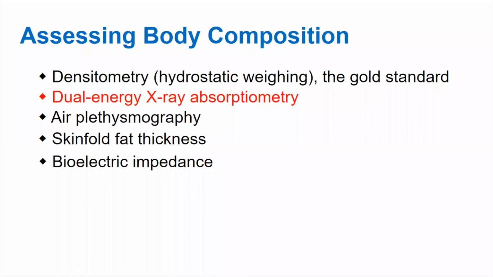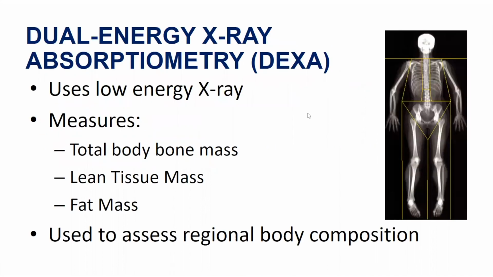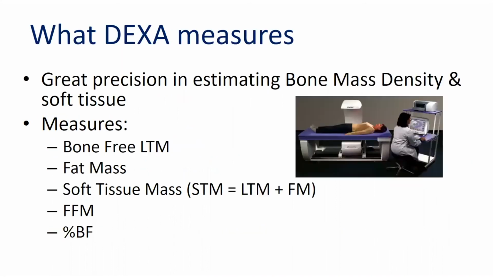In this section, we'll be talking about DEXA, or dual energy X-ray absorptiometry. DEXA uses low energy X-ray to determine body composition, and it measures total body bone mass, lean tissue mass, and fat mass. And it's usually used to assess a region of the body, because to scan the entire body would take a very long time. So it has really good precision in estimating bone mass density and soft tissue.